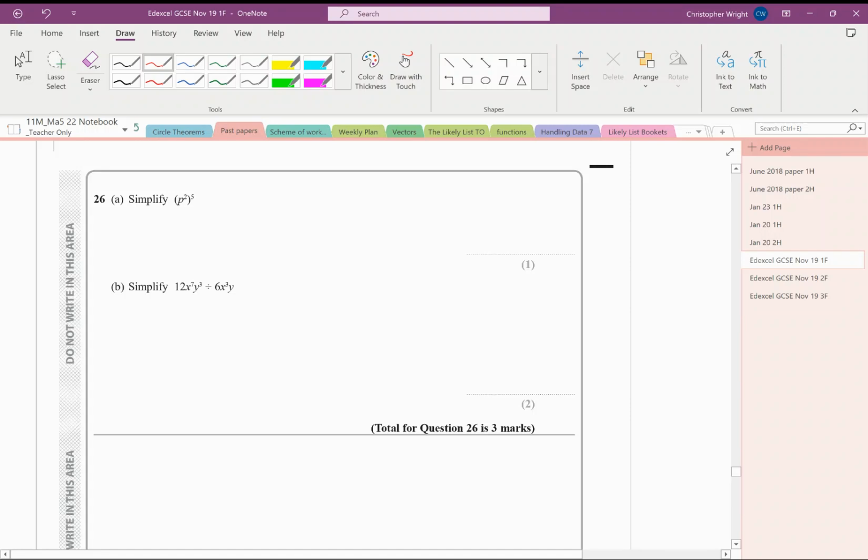Okay, question 26. P squared to the power of 5 means p squared times p squared times p squared times p squared times p squared. And remember, you add the indices when you multiply, so that's p to the power of 10.